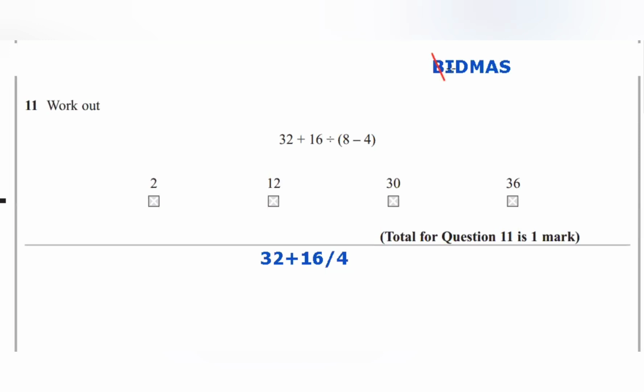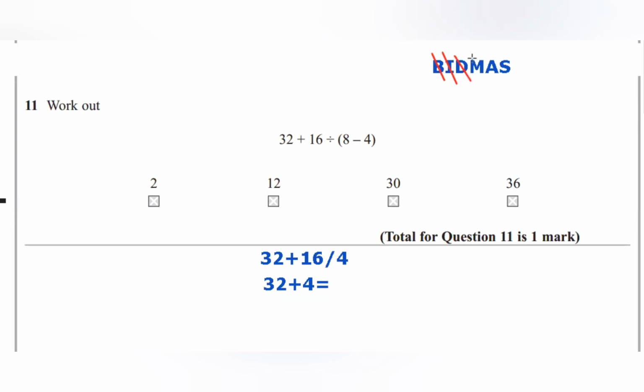Now, do I have indices or powers? I don't have, so I take it. Do I have division? Yes, I do. This is division, so I'm going to do the division first. So I'm going to write 32 plus 16 divide 4 equals, good job, 4. Very good. Now I finished what? I finished the division.